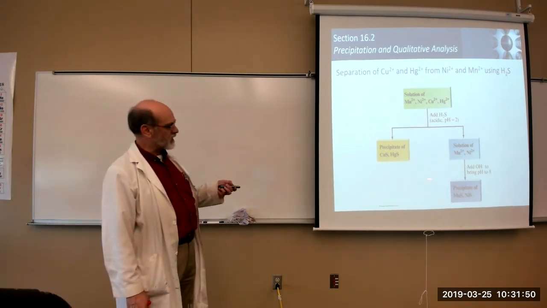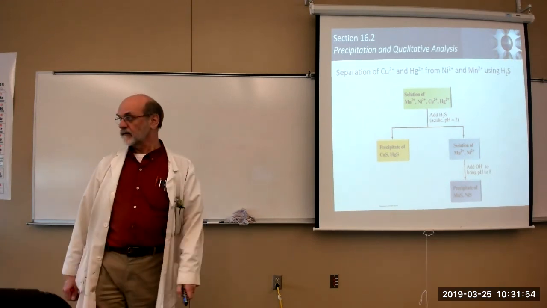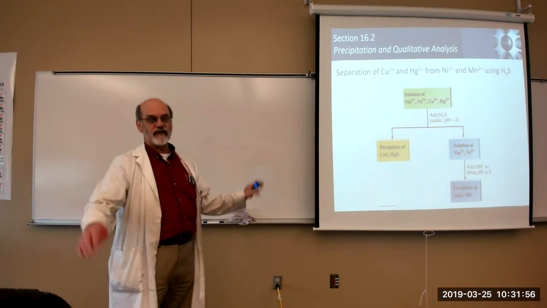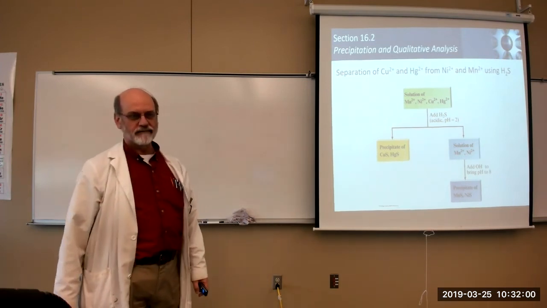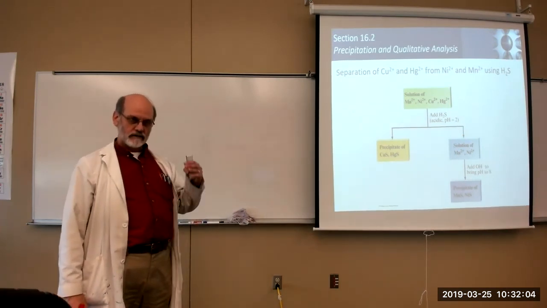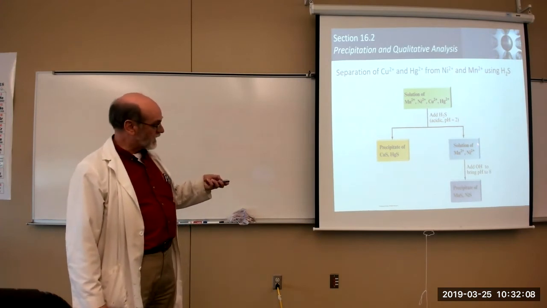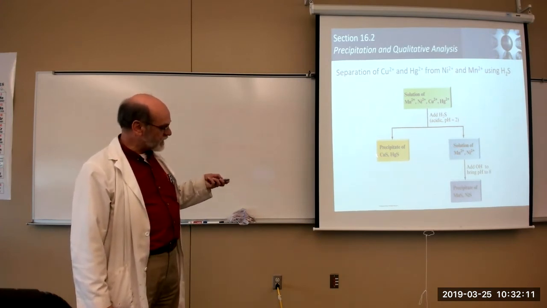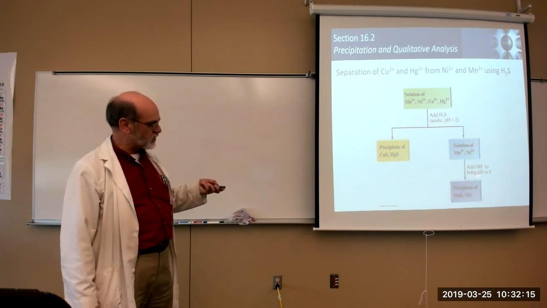Because if you do it basic, then the Q is greater than both this set and that set. And you precipitate everything at once. And that kind of defeats your purpose. You want to do some separation. So you control the Q to be greater than this one, but less than this one. Get these out of solution, then change the pH, which also changes the Q.